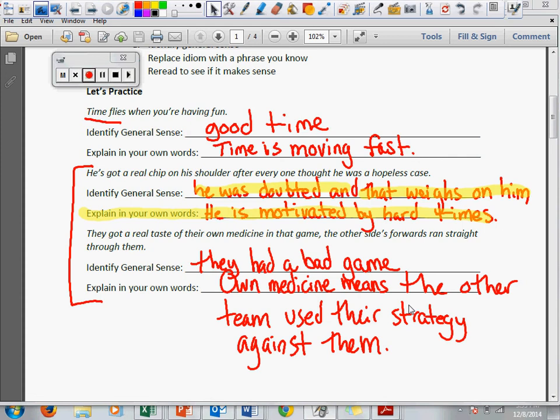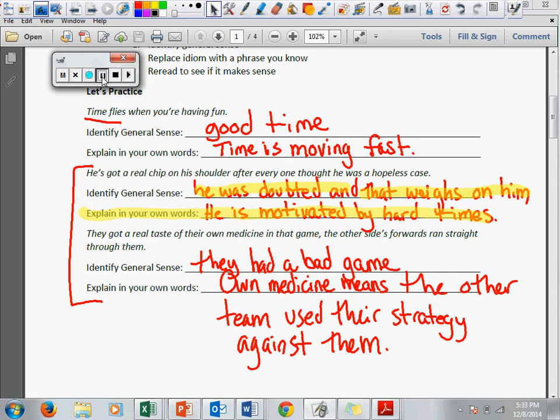And I replaced that in the sentence. The other team used their own strategy against them in that game. The other side's forwards ran straight through them. And that to me makes sense, and so I know that I've correctly identified and explained the idiom, and now I can figure out what this figurative language means.